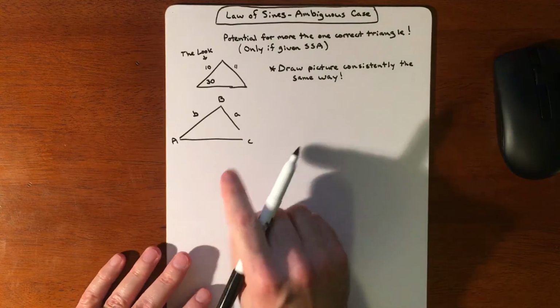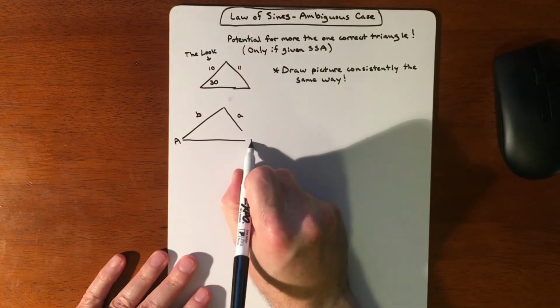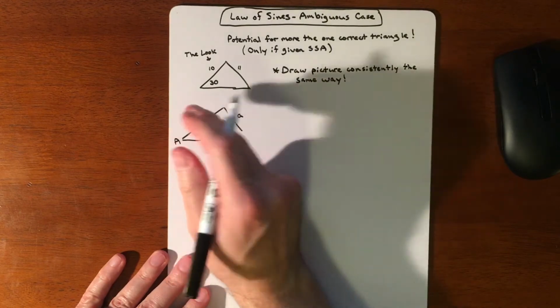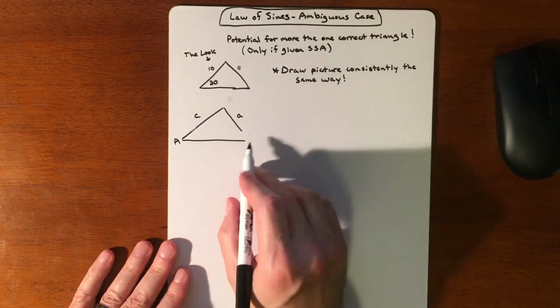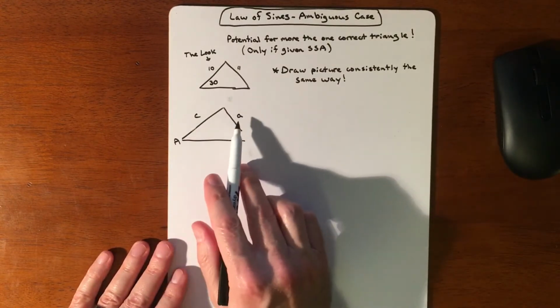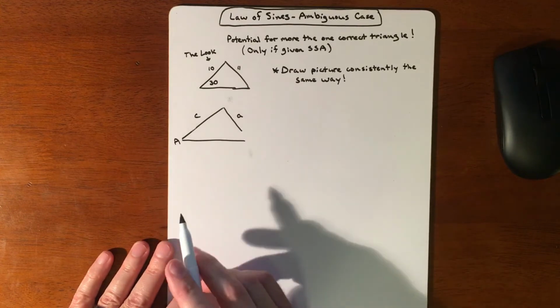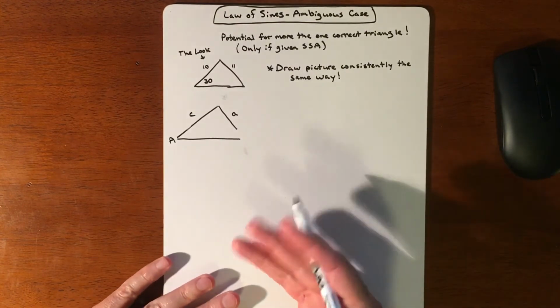Oops, sorry, we're going to call that side C. So angle C, and then, okay, those are the three pieces that we're going to have. So we're going to have side, side, angle. Here are your situations, and then we'll have a visual of what's going on with this.